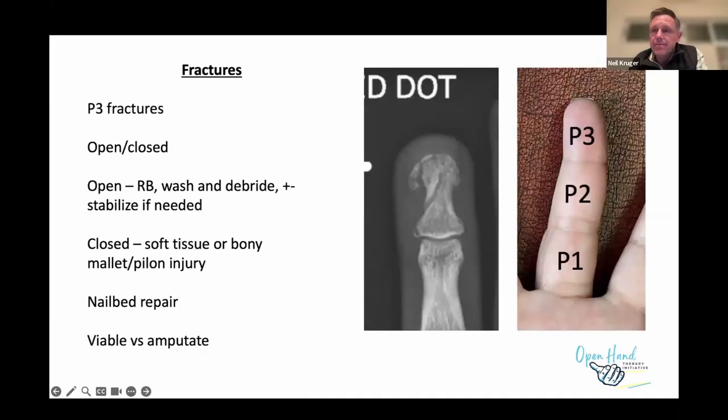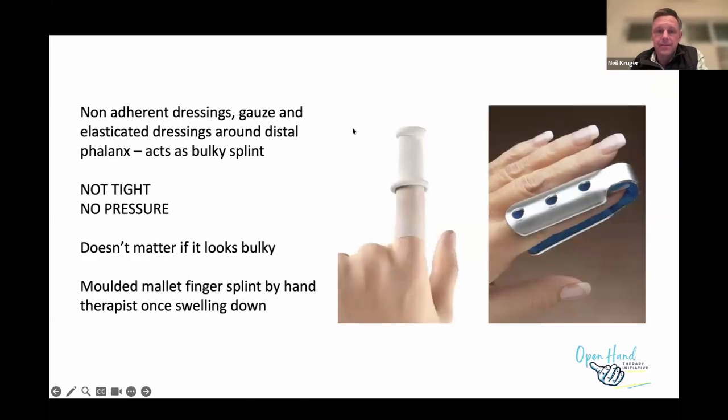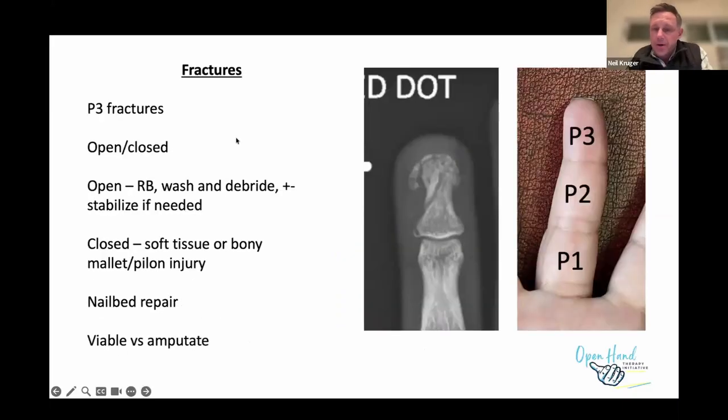But let's just start with the P3 fractures. So these are super common. Okay, your crush injury to your fingertip, either the electrical saw's taken it off, or it's been slammed in a car door, or something heavy has fallen on it. So broadly speaking, in case you don't have the red dot that you can see the fracture there, often there'll be an injury to the nail bed. Often there'll be an injury to the actual pulp of the finger with an underlying fracture. It's either open or closed.